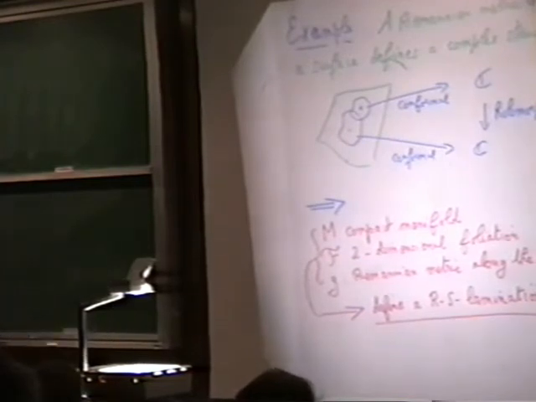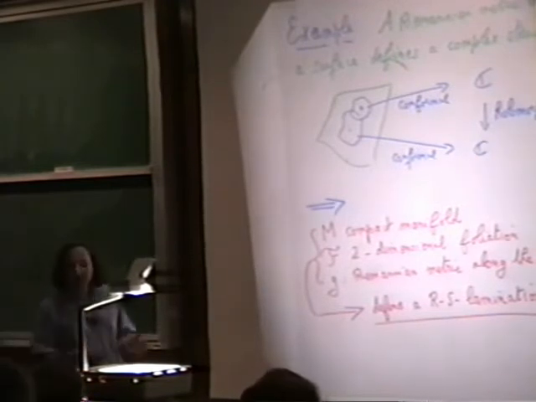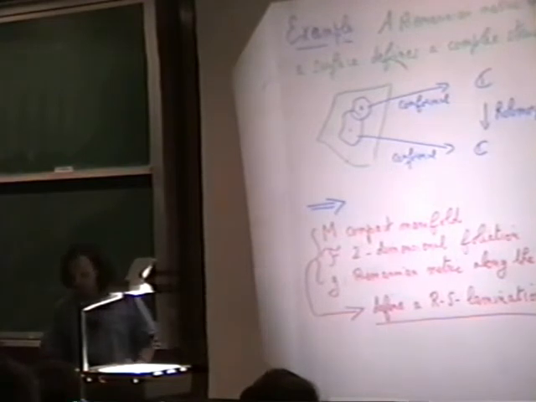You put a manifold with a two-dimensional foliation. You choose a Riemannian metric on it. Then you're done. This gives you a Riemann surface lamination. So this provides you with many, many examples of Riemann surface laminations.